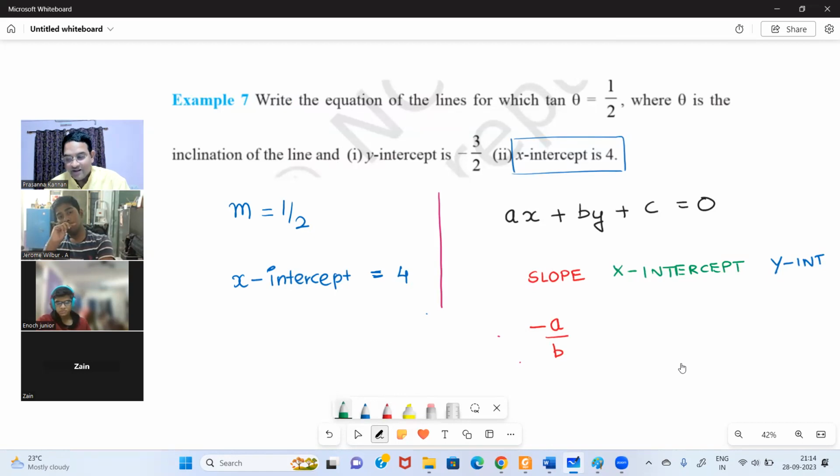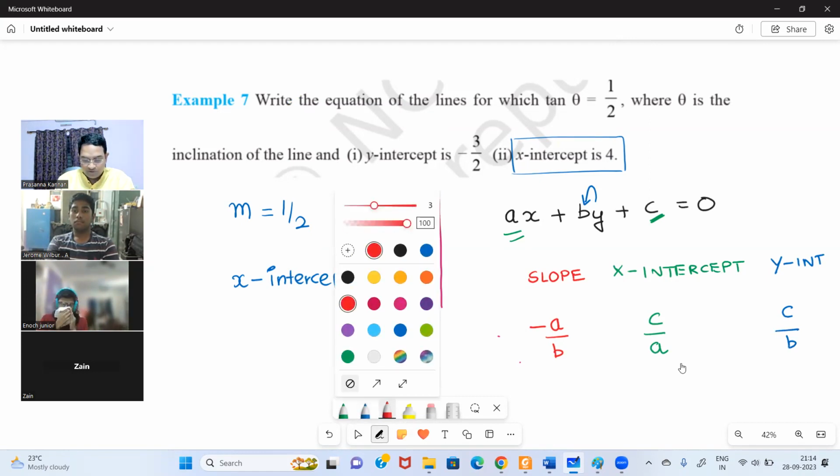What is the next thing? X-intercept. What is the constant here? C. What is the coefficient of x? A. So c by a will be your x-intercept. Now next, how do you find your y-intercept? What is your constant? C. What is the coefficient of y? B. Therefore, c by b will be your y-intercept.